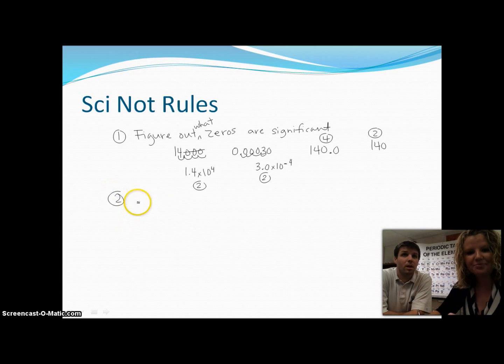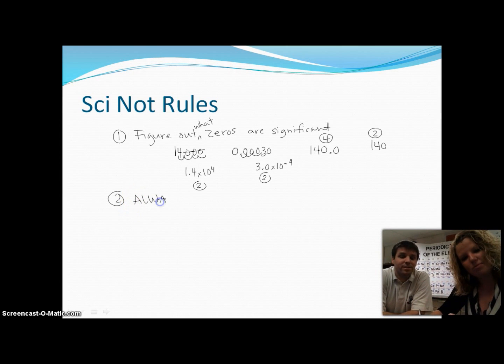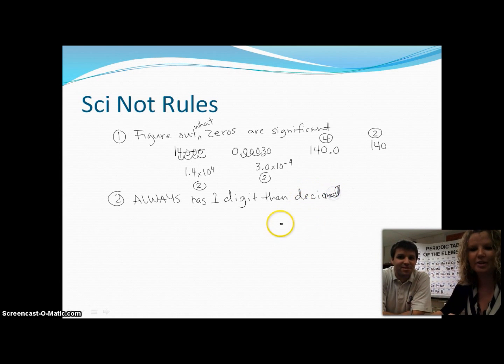Rule number 2 is what? We go down to the capitals. Always has 1 digit, then the decimal. Okay, I see this mistake. I see this all the time on tests. I see 14.32 times 10 to the 4th or something like this. That is not right, because there's 2 digits here.